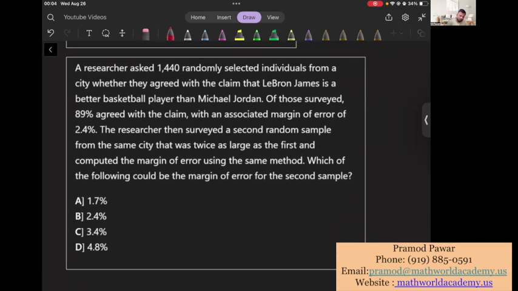Next, let's move on to the third question. Now, this question deals with your margin of error concept. So let's read the question first and then understand what it means.